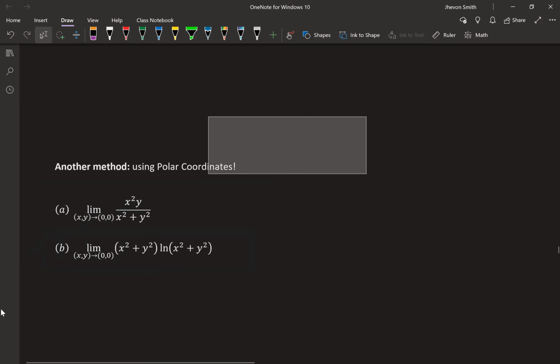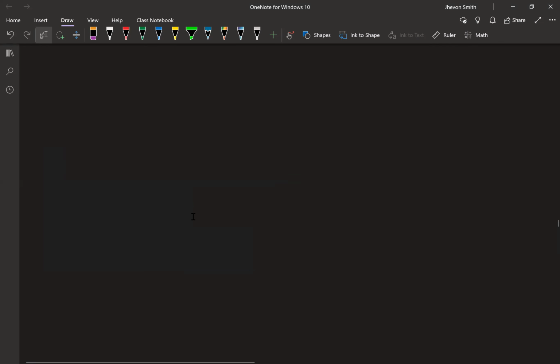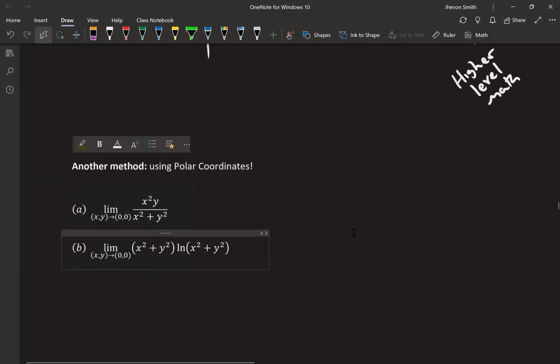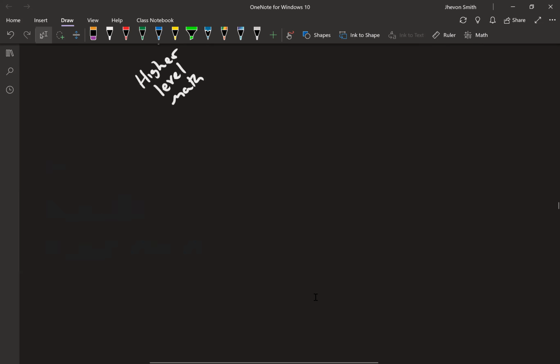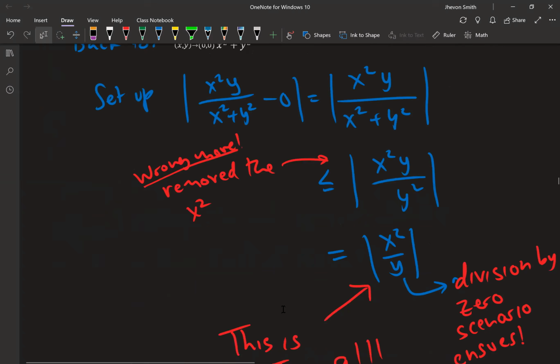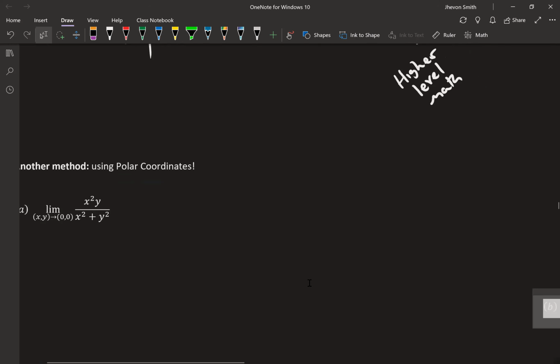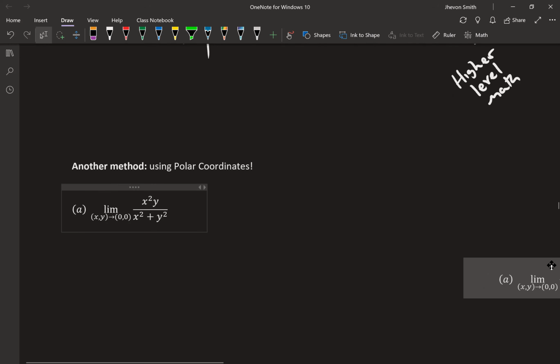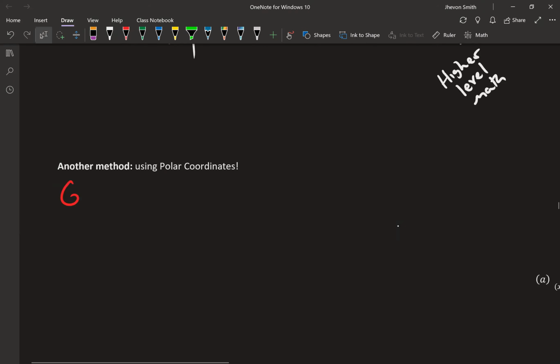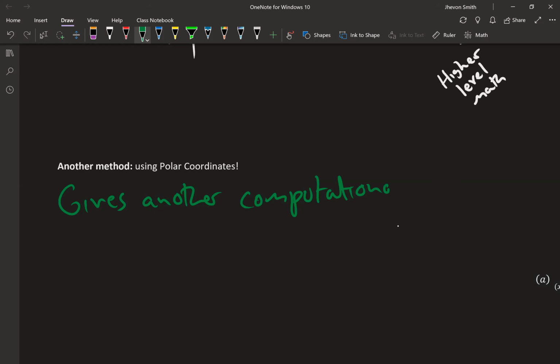All right, here's another method. Polar coordinates. You remember our old friend polar coordinates? It provides another computational way. Did I miss any examples? I don't think so. I think I got all of them. Polar coordinates, our old friend, which we saw forever ago, which in the summer semester is like 2 weeks ago. This gives another computational approach to finding limits. This is going to be really cool.